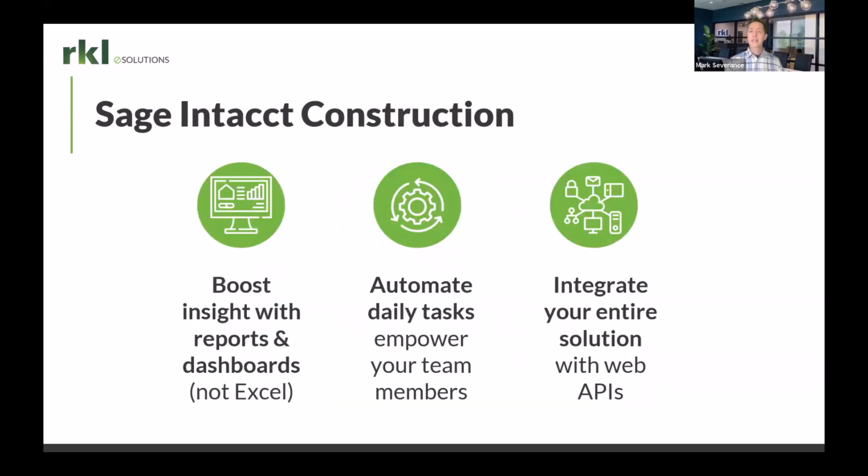Now, as I said, Sage has a number of other modules. We won't focus on those today, but just want you to know that's something that we can help you with in a separate discussion. Where we're going today is David will lead us through three pillars of Sage Intacct Construction. The first is reporting and visibility. Online cloud-based reports and dashboards with drill down so that you don't have to use Excel as your primary report writer. From there, he'll focus on how Sage Intacct enables you to automate your daily tasks. And then finally, talk about how Sage Intacct has open APIs and was built to integrate with other best-in-class solutions.